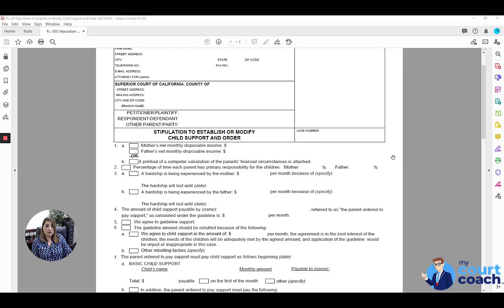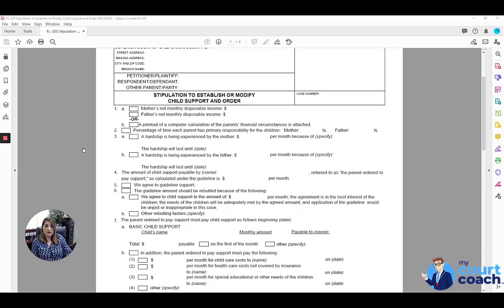So in any child support order, the court needs to know what incomes it was based off of. So in line 1, you have the opportunity to write in each party's net monthly disposable income. If you have access to a child support calculator instead, then you can attach a copy of the printout of the computer calculation, and then you don't have to fill in the incomes. You just mark box 1B instead. Line 2, you want to list the percentage of time that each child or the children spend with each parent.